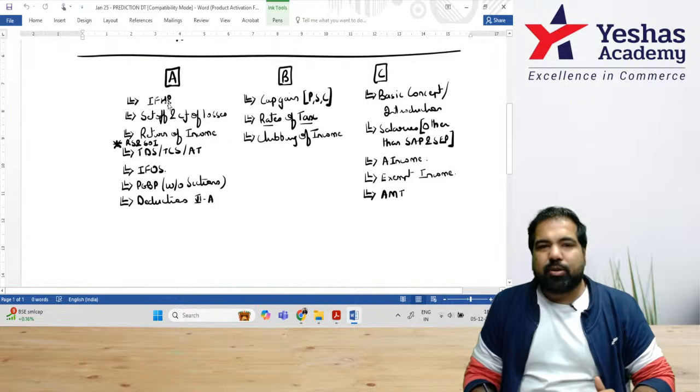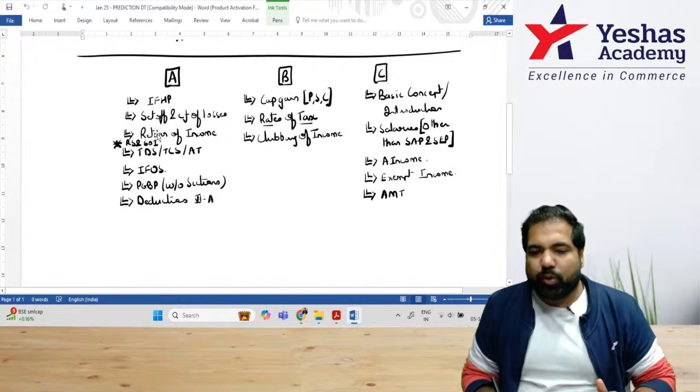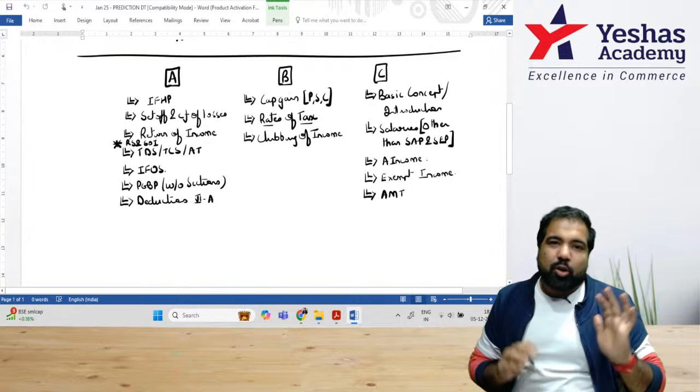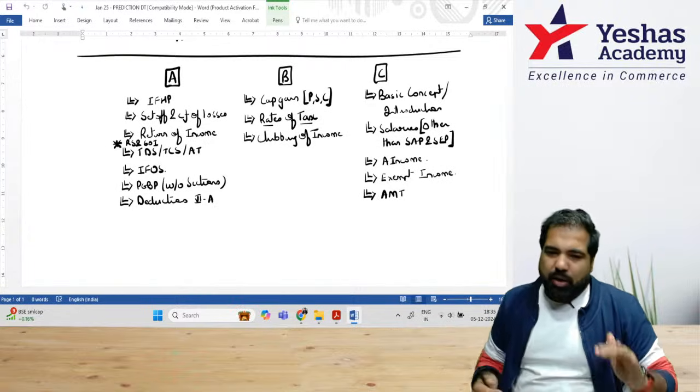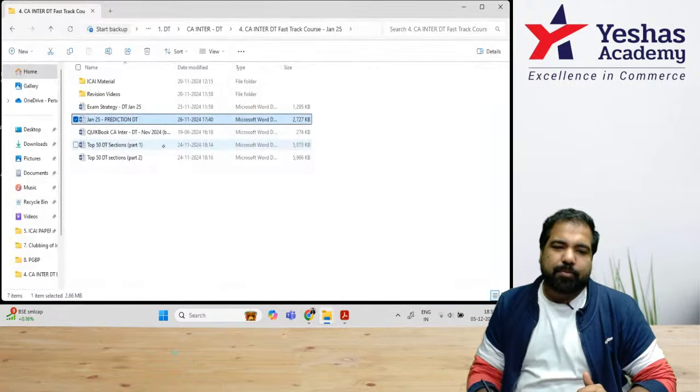You will start with this chapter, then you will go to this chapter, then you will go to this chapter. In this sequence, if you study, you will not just finish your portion, but you will also do the main chapters first. I'll share this sheet with you guys.